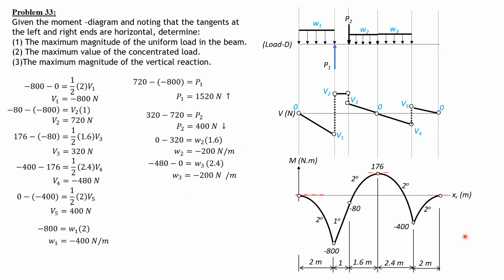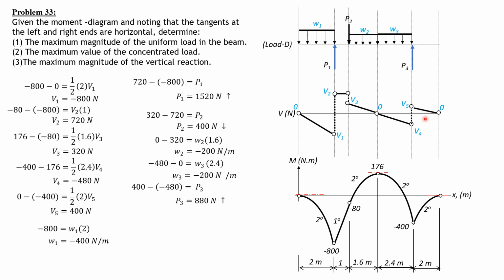Next, there is an abrupt change in shear. So V5 minus V4, because the shear is from V4 to V5. So there is an increase in shear, therefore there is an upward force there, which is equal to V5, 400, minus V4, negative 480. So that's positive 880. So V5 minus V4, which is negative 480, equals P3. So P3 is 880 newtons upward.